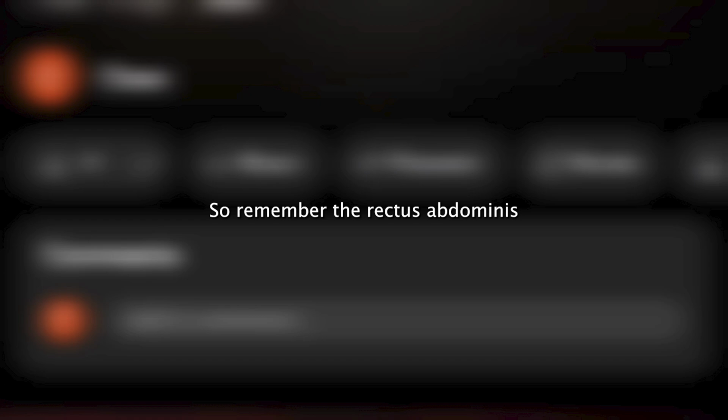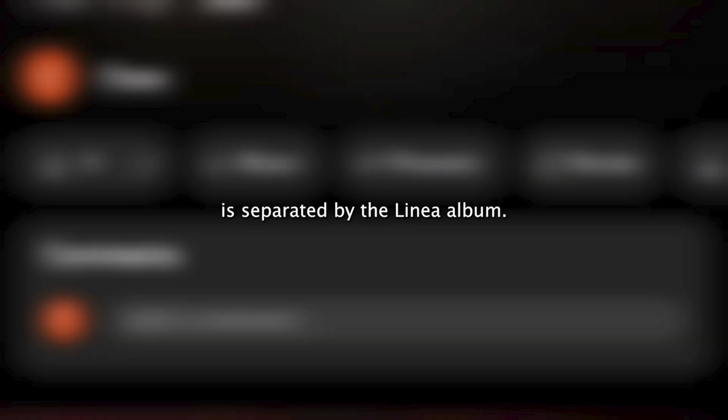So, remember, the rectus abdominis is a straight muscle. It's held down by the tendinous inscriptions and separated by the linea alba. And that's all visible on your abdominal handout. Okay, so this would be the rectus abdominis. And of course, they would be parallel.